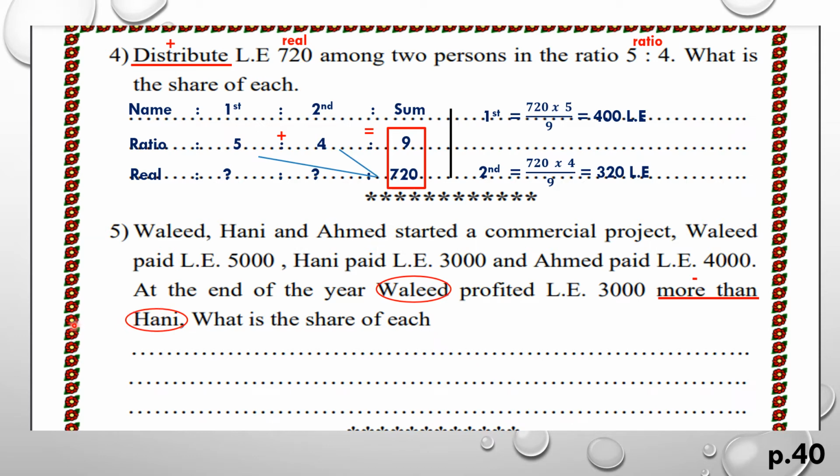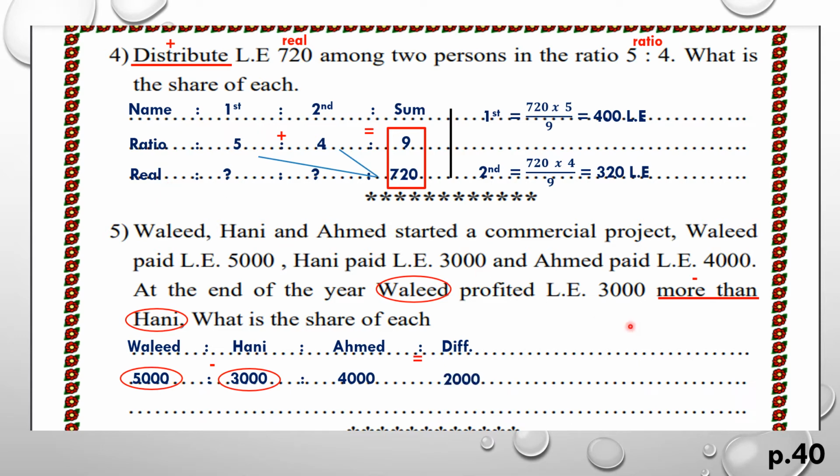Now we can start solving. Walid to Hani to Ahmed to difference. Why difference? Because our keyword here, which is more than, means minus. Walid 5,000, Hani 3,000, Ahmed 4,000. How can I find the difference? The difference will be between 5,000 and 3,000, Walid and Hani. 5,000 minus 3,000 equals 2,000.